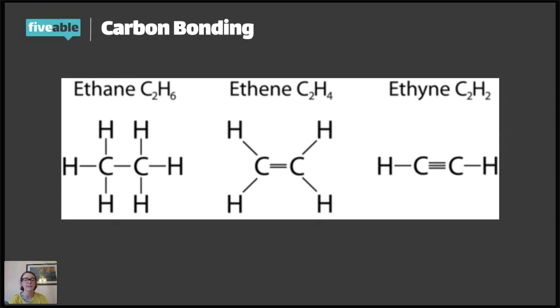Ethene in the middle here, now we have a double bond. Okay, so carbon: 1, 2, 3, 4 bonds still. This one: 1, 2, 3, 4. We have that double bond, which means that those carbon molecules are sharing 2 electrons as opposed to just 1. This is going to be really important to know when we start talking about lipids.